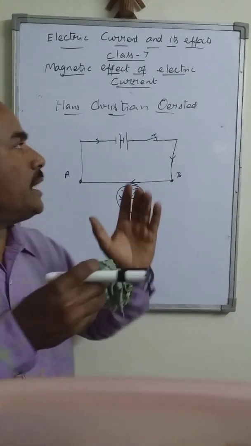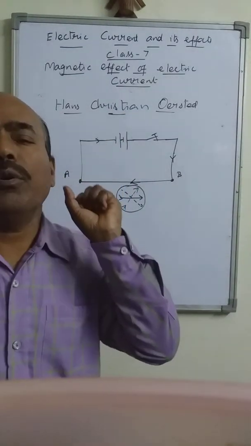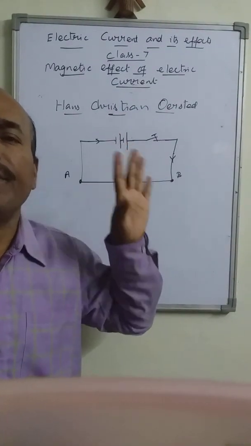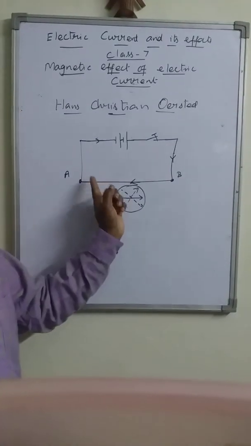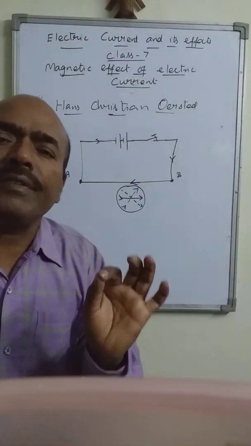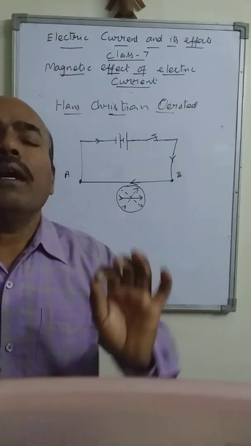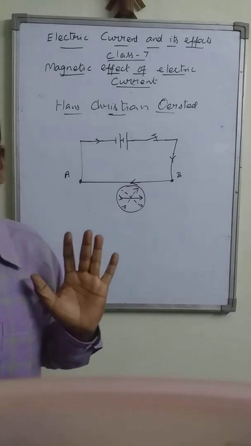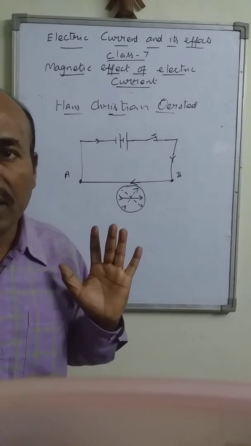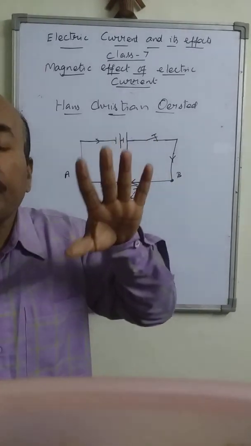So this was the experiment performed by Oersted. That is the magnetic effect of electric current. The phenomenon of production of magnetic field around a current carrying conductor is known as the magnetic effect of electric current.